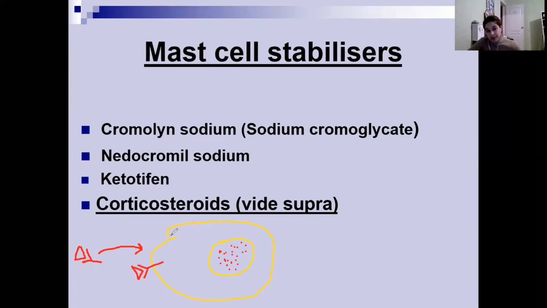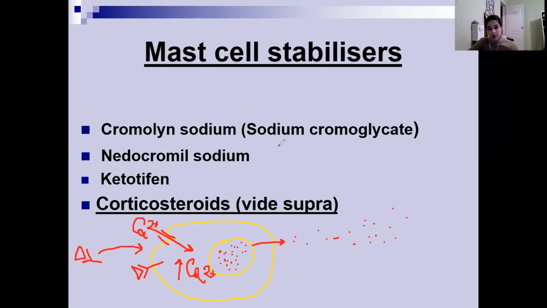After this binding, the calcium channels are opened, and calcium comes inside the cell. The high level of calcium in the cytoplasm increases the permeability of the membrane for histamine, and histamine goes out from the mast cells. Then we know what happens: histamine gives all the effects of histamine.